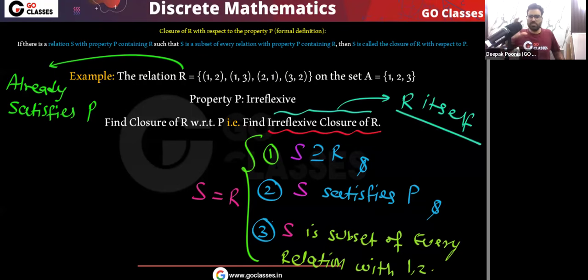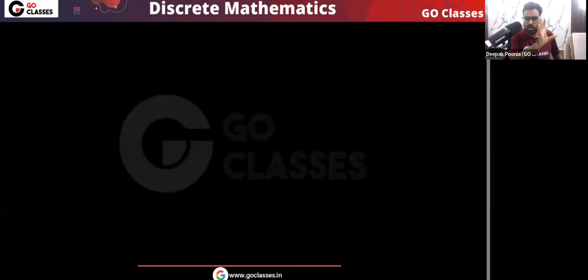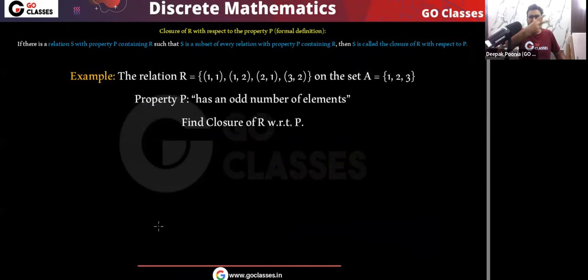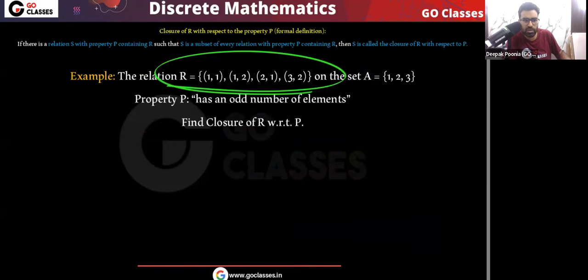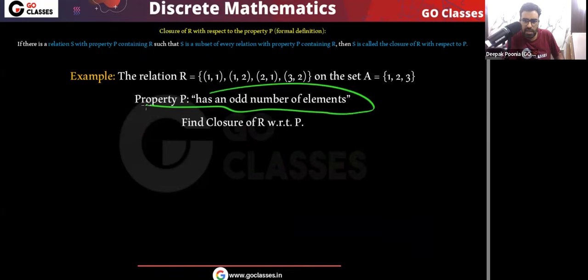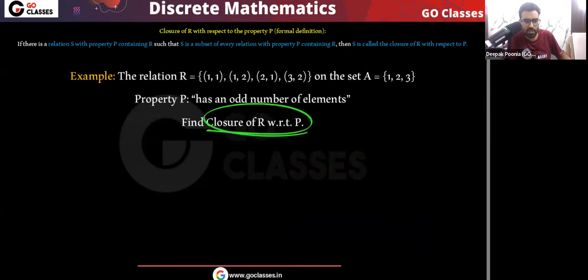Okay, so I know that now you are getting the idea of the formal definition. I will take one or two more examples. Consider this example. This example will tell you the importance of the third property, the third statement. The relation is given to you. In this relation we have 4 elements in total, an even number of elements. The property is having an odd number of elements. We need to find the closure of R with respect to property P.